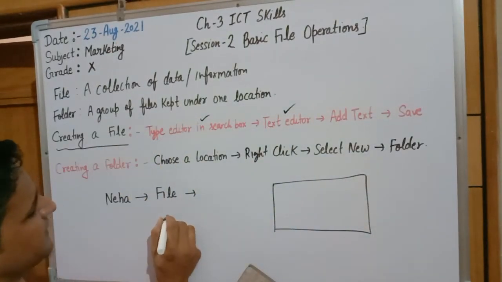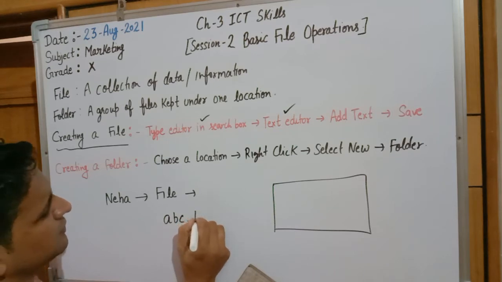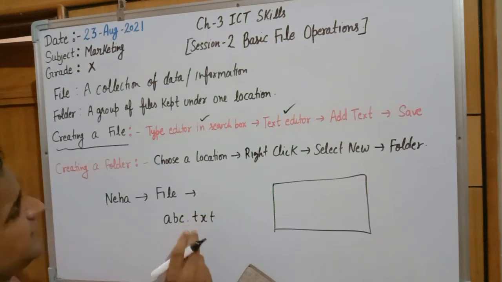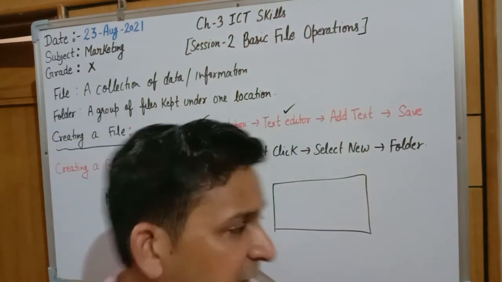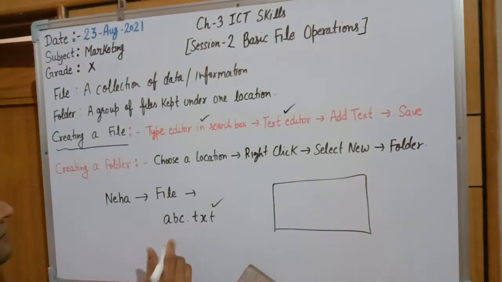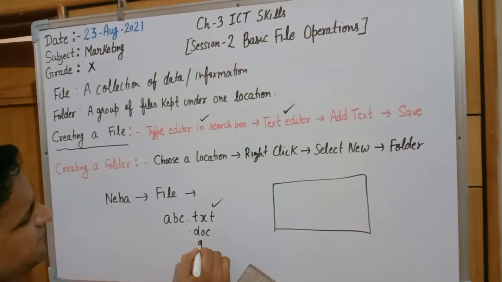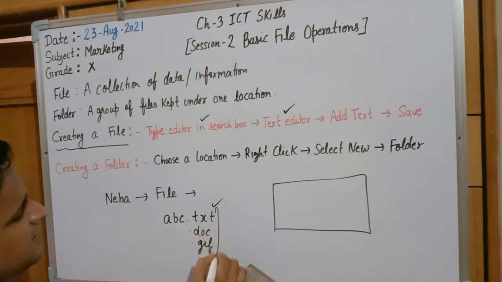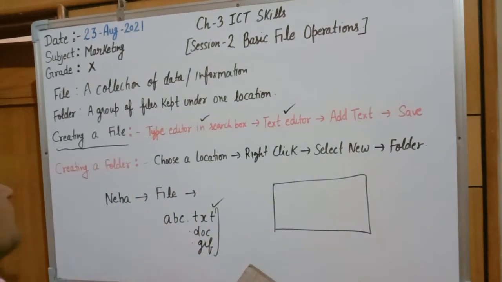Afterward, you will give the name of the file, like I am giving ABC. So I will give the name of the file as abc.txt. TXT here means this is a text editor file. It will directly open in Notepad. So .txt represents a text editor file, DOC is a document file, and GIF is an image file. The extension tells how the file is stored. After creating a file or folder, she can save the file like this.